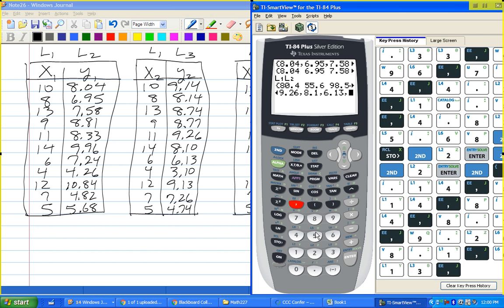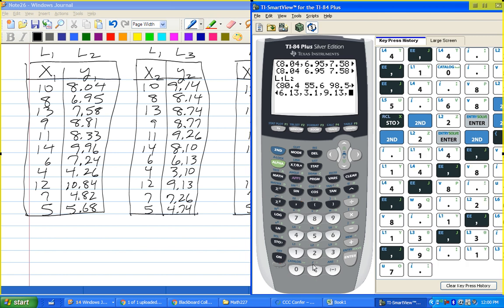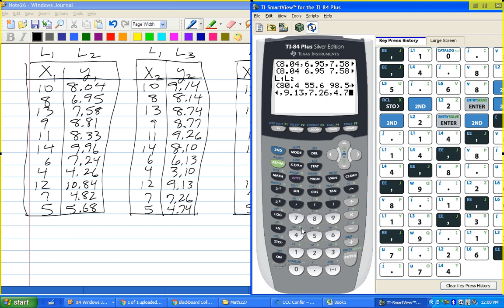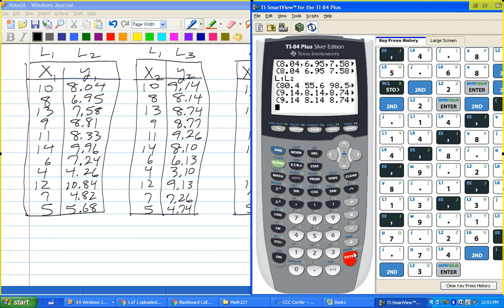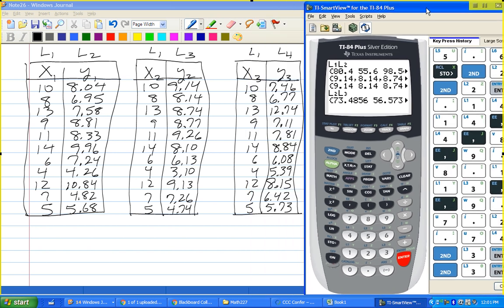6.13, 3.10, 9.13, 7.26, 4.74. Put that into L3. Okay. See if they're the same size. Good. Let's do L4.